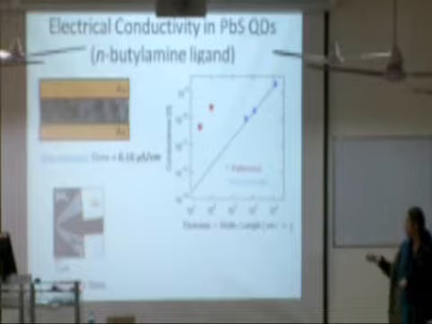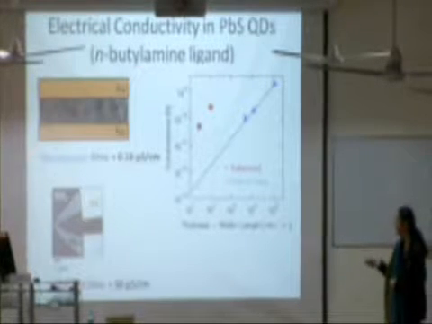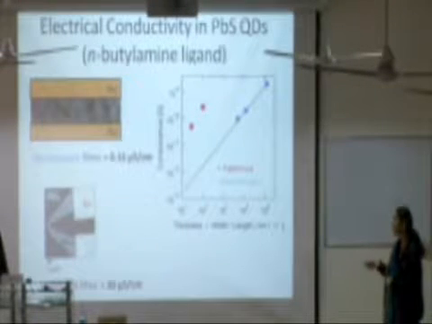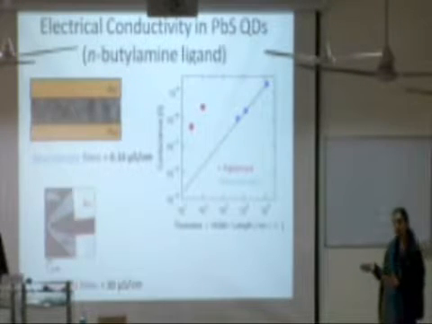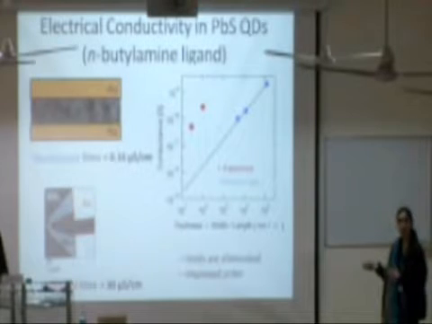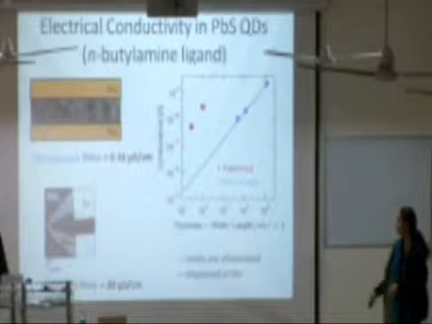And the difference in slope is because the conductivity is now different. So we get 0.16 microsiemens per centimeter for the macroscopic films, and we get an improved value of 30 microsiemens per centimeter for the patterned films. So we have an improvement in conductivity by 180. And that's probably because we've eliminated voids, and we also have improved order in our films.